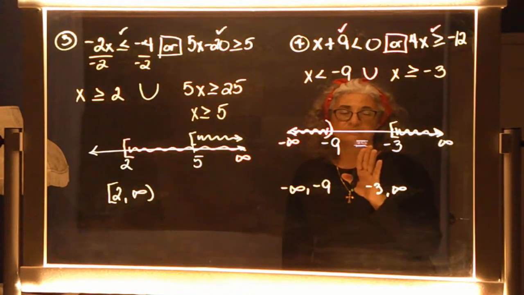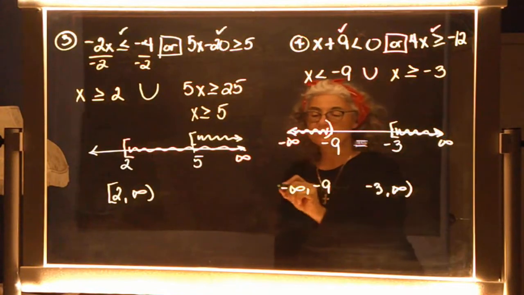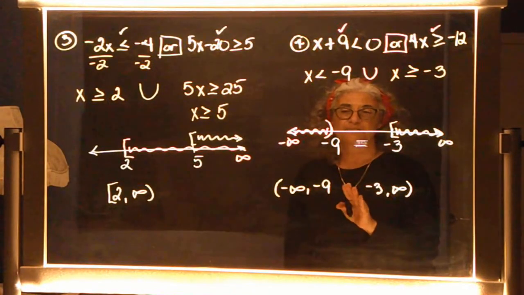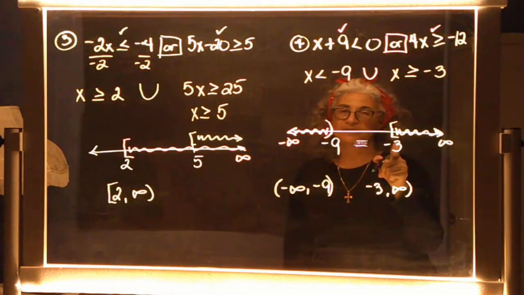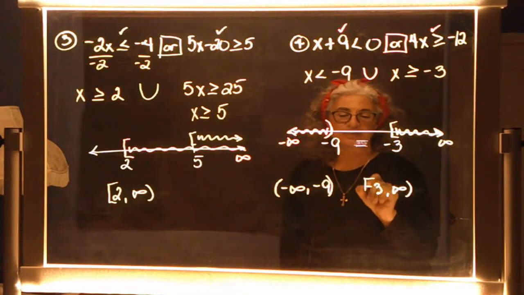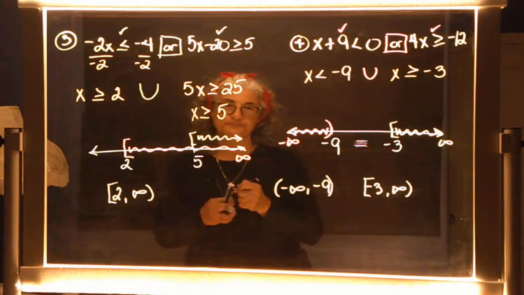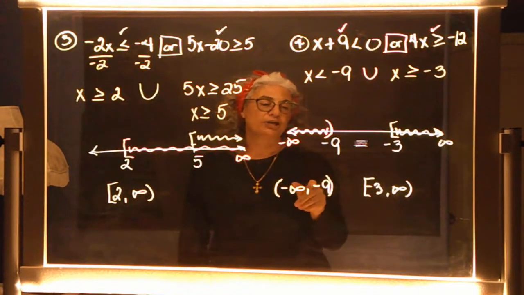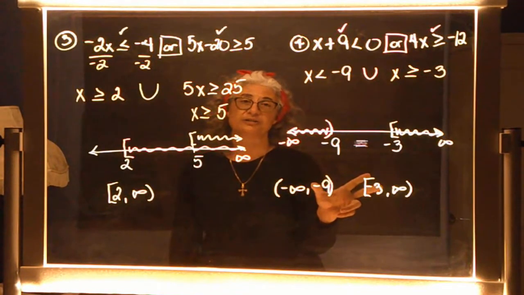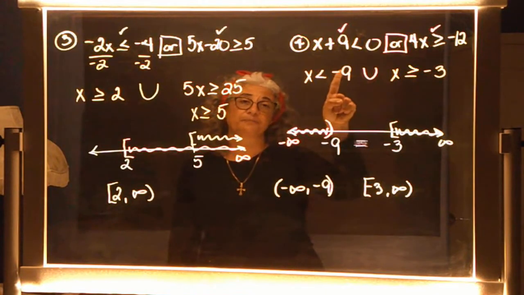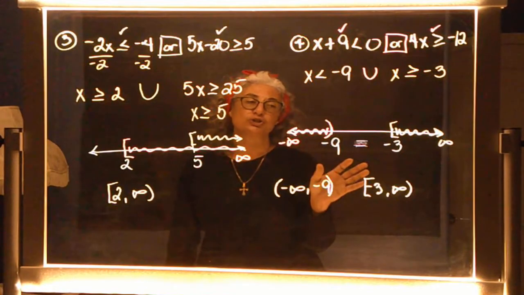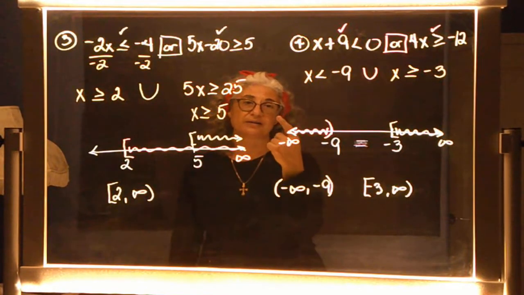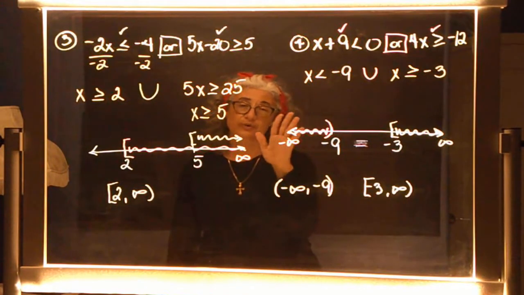Okay, so we know to put parentheses around our infinities. What about the negative 9? Good, a parenthesis. What about the negative 3? Excellent, a bracket. Now here's the deal. You have two interval notations for this one problem. I need this interval notation to be written as one, not two individual. So here's how we do it.